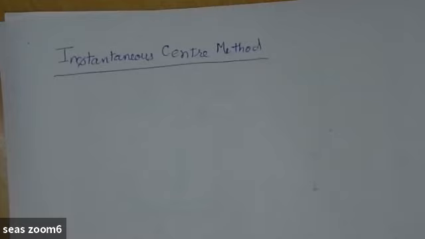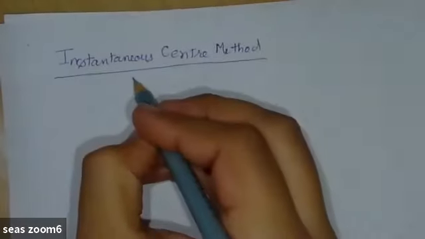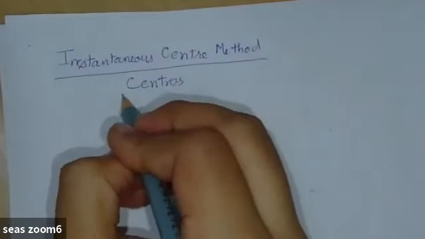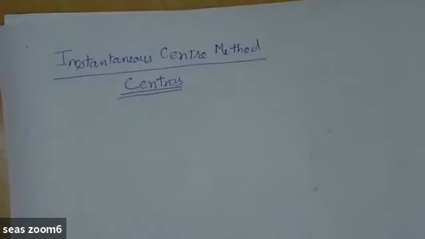However, sometimes people find it easier to determine the velocity using the instantaneous center method. Instantaneous centers are also called centros. However, they should be used as the last option. But if you think this is a simpler method than drawing the velocity polygon, you can always use this instantaneous center method.